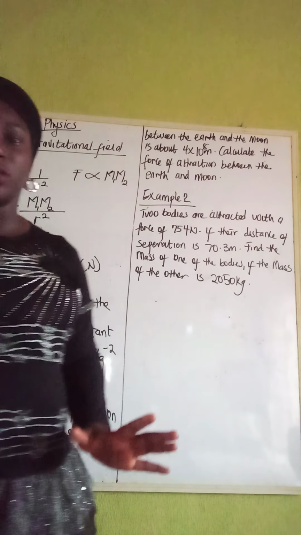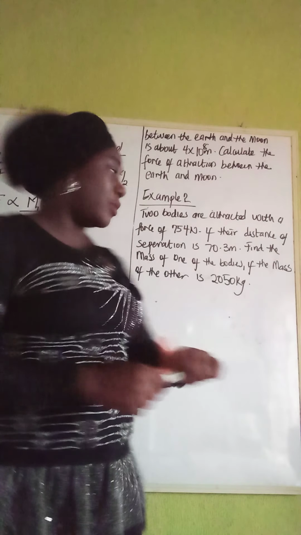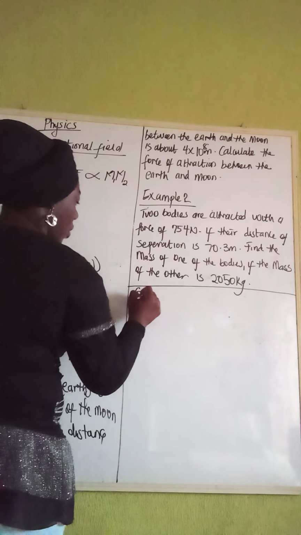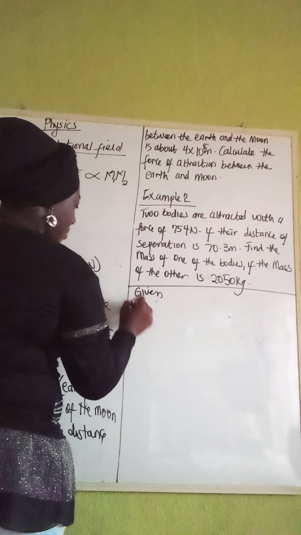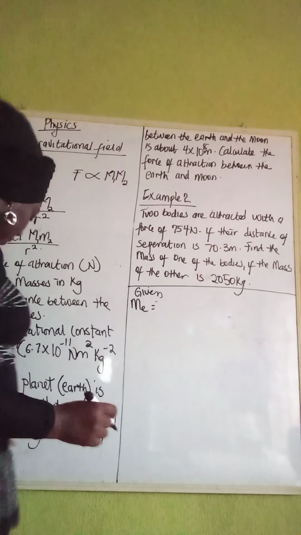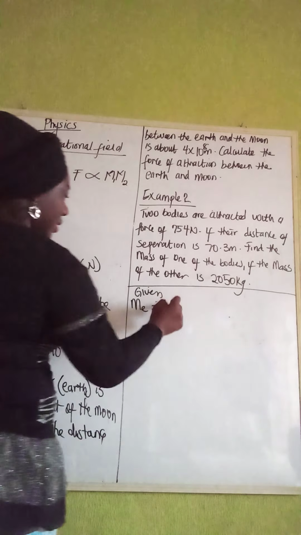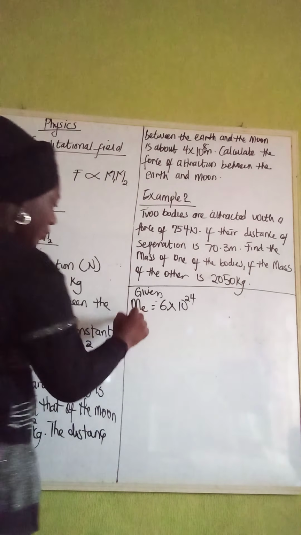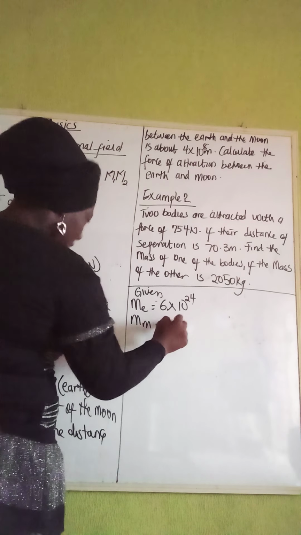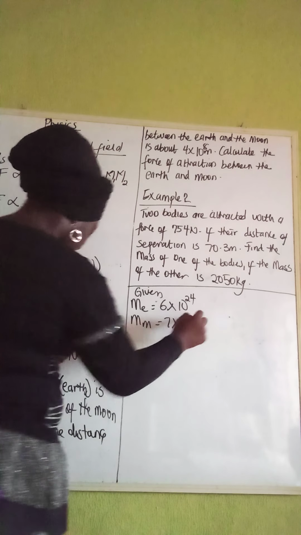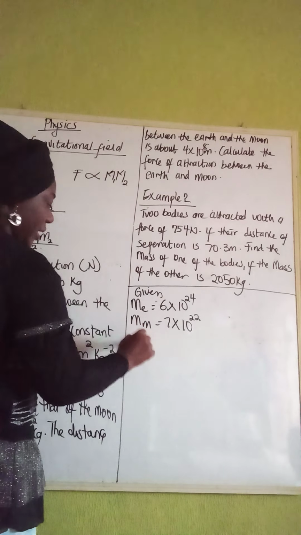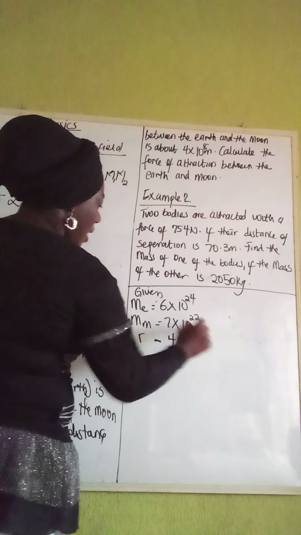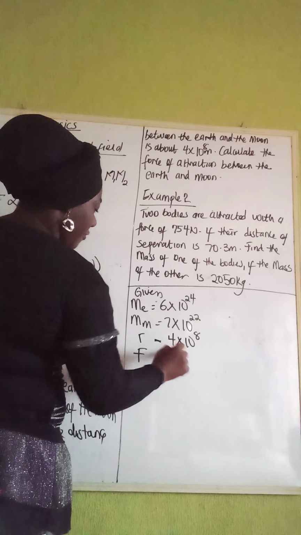The force of attraction. First and foremost, what is the formula? Let us write out the parameters for the first example. What are the given parameters? We were given the mass of the Earth as 6 times 10 raised to the power 24. The mass of the moon, 7 times 10 raised to the power 22. Now the distance between them, which is r, is 4 times 10 raised to the power 8. Find F.